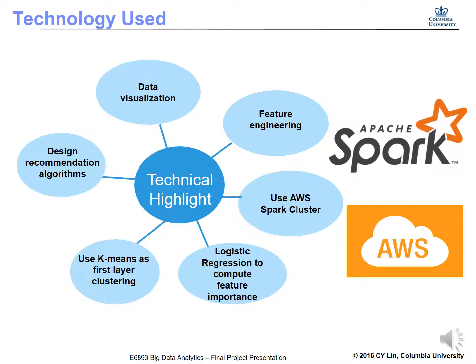As for the technologies we use, we do data visualization and feature engineering, and we use logistic regression to compute feature importance. We use k-means as our first layer clustering, and we design recommendation algorithms. And above all, we use AWS Spark Cluster as our computation platform.